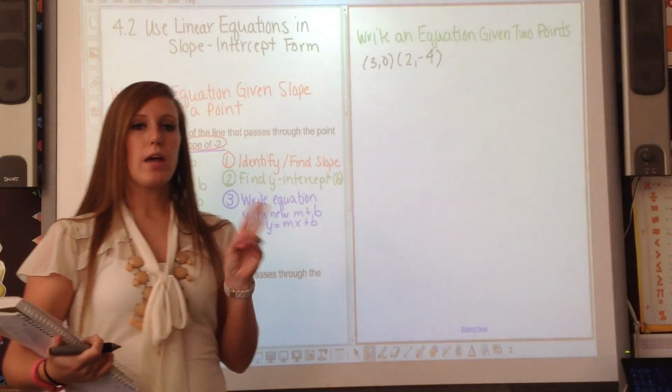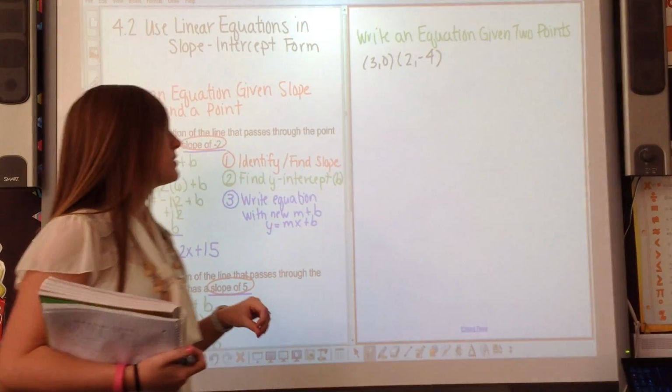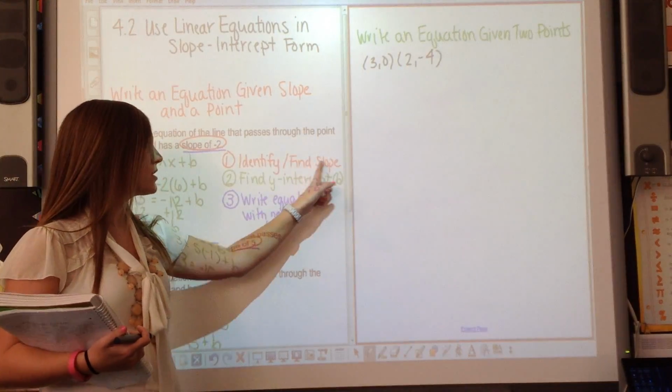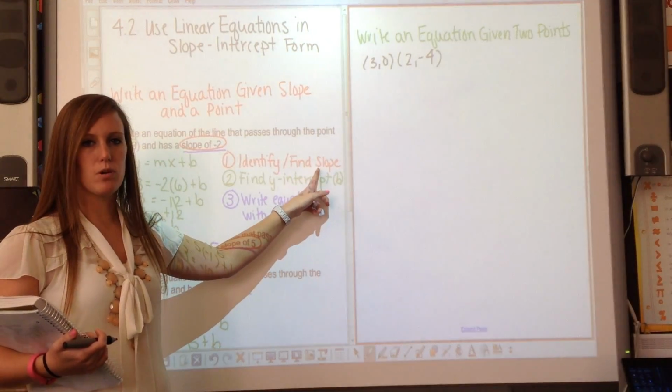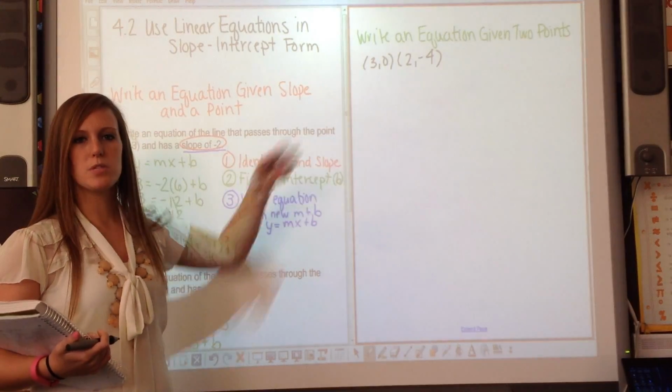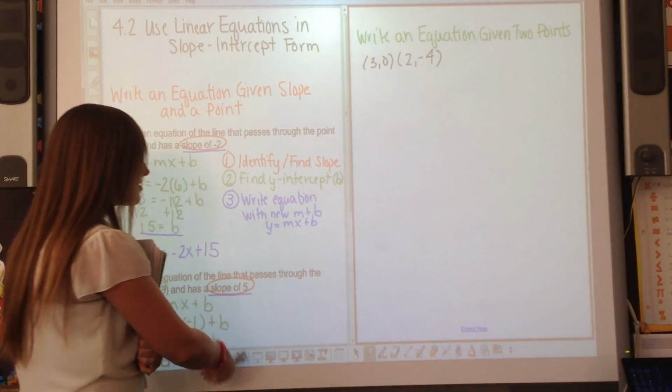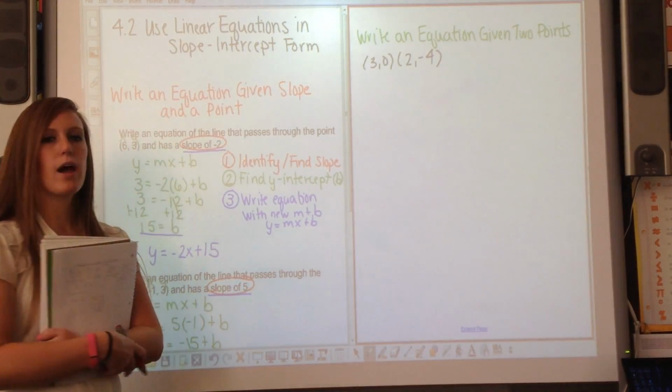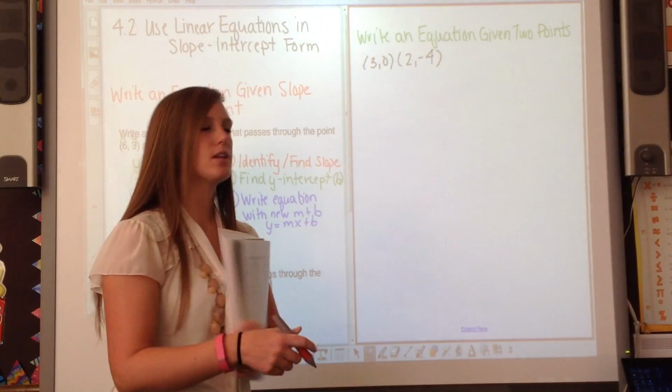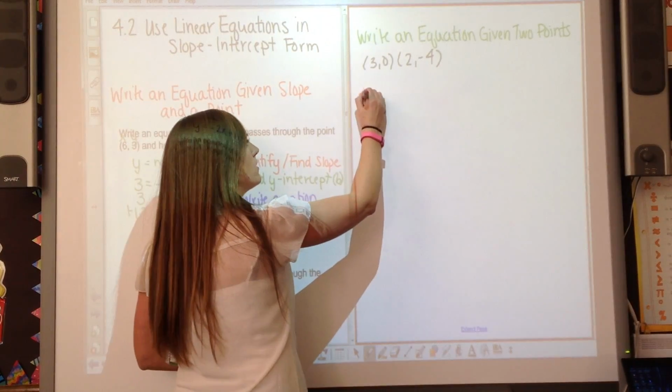When they give us 2 points, we can still write an equation in slope-intercept form. Your first step is going to be to find slope. That's why we put the word find here. They don't give us slope, so we're going to have to find it. There's 2 different ways that you can find slope. You could graph this and use rise over run. I think that would take longer than the slope formula.